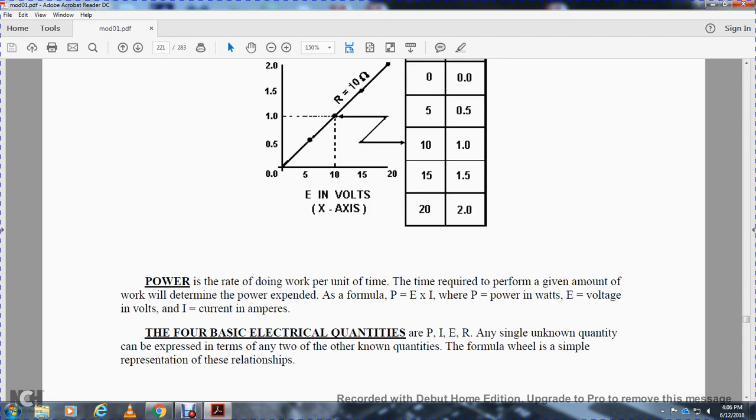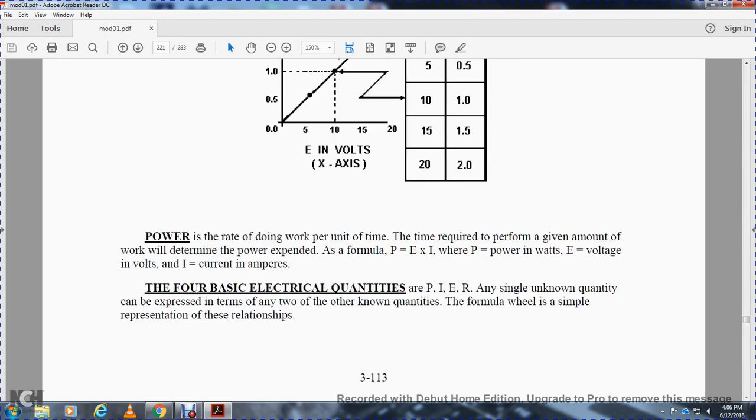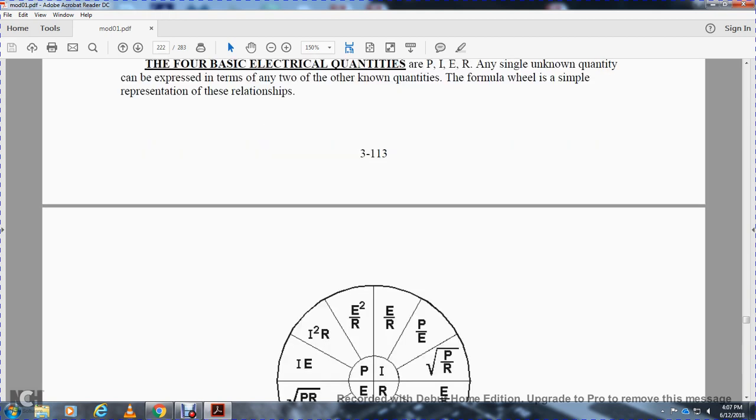The formula is power equals volts times amps, where power is in watts, E is in volts, and I is the current in amps. The four basic electrical quantities are power, amps, volts, and ohms. Any single unknown quantity can be expressed in terms of any two other known quantities. The formula wheel is a simple representation of those relationships.